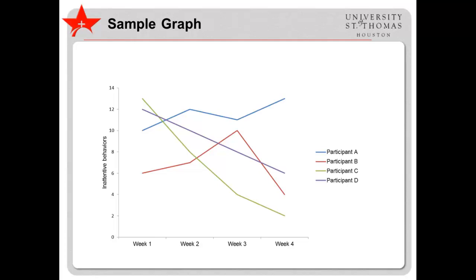In this line graph, the total number of inattentive behaviors for each of 4 participants is presented across 4 weeks. This permits quick conclusions about whether each participant's inattentive behaviors generally decreased, increased, or stayed the same across the 4 weeks of the study.